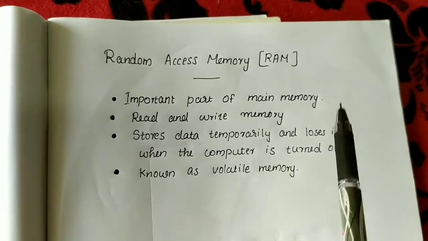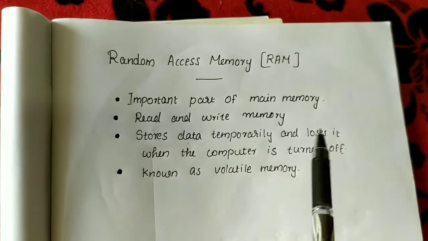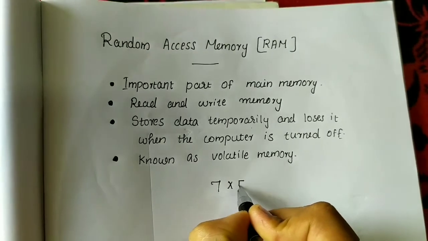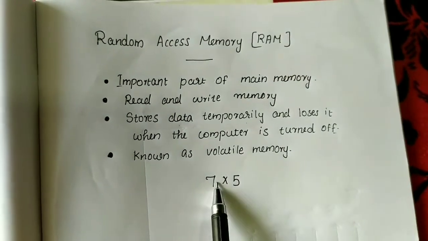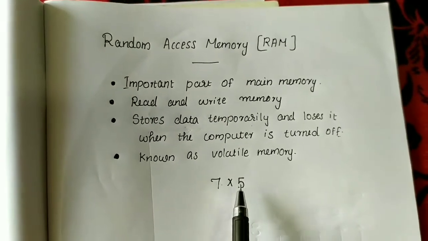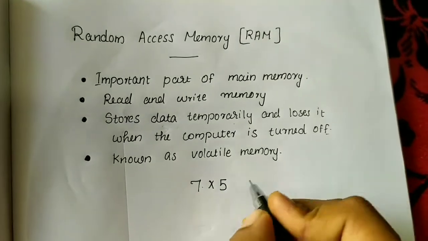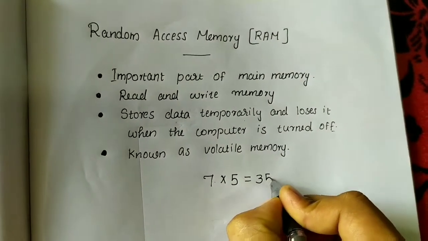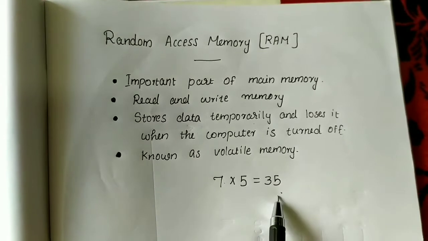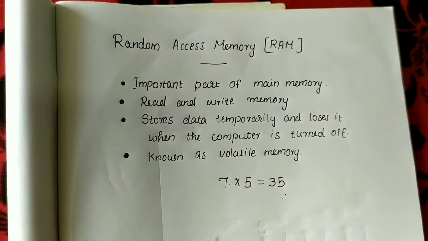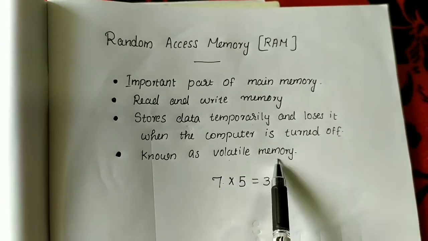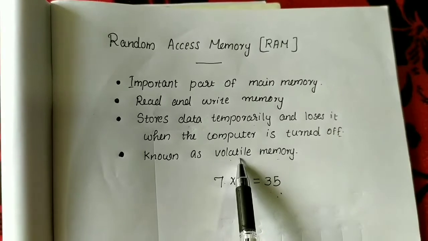Suppose we are doing a calculation on the computer: 7 into 5. So the inputs are 7, 5 and this multiplication symbol. The CPU processes this input and finds the result. The result is 35. If we do not save this result, we will lose it if the computer is turned off. So it is known as volatile memory. RAM is volatile memory. Volatile means temporary memory.